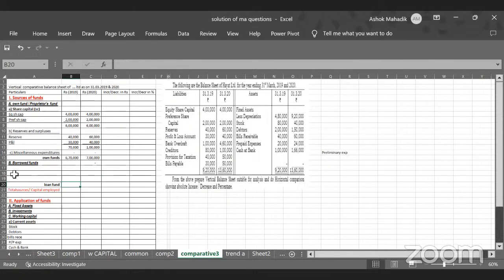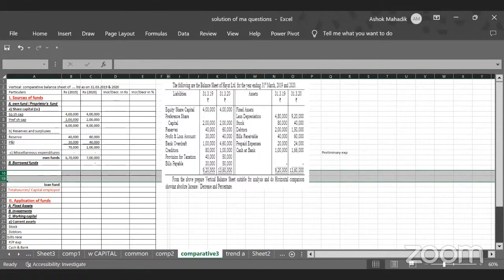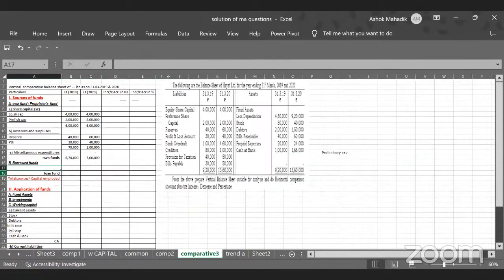We can just remove these two lines. Don't need them. Borrowed funds are zero, right? 0, 0. So our total capital employed is how much? 6,70,000. That is only own fund we have, no borrowing. Okay. I hope this is clear, students.